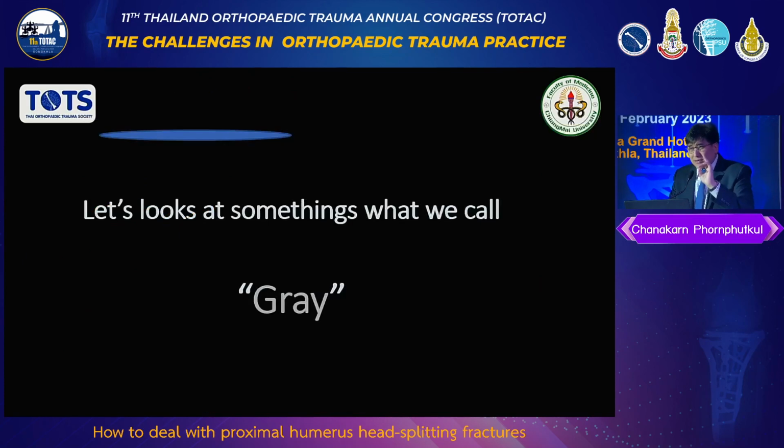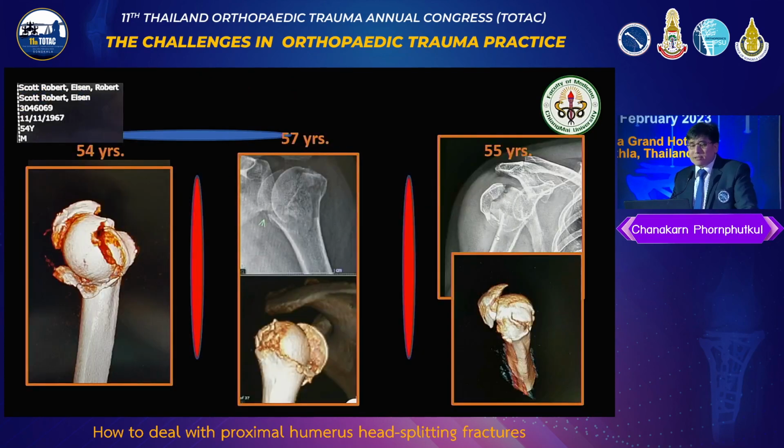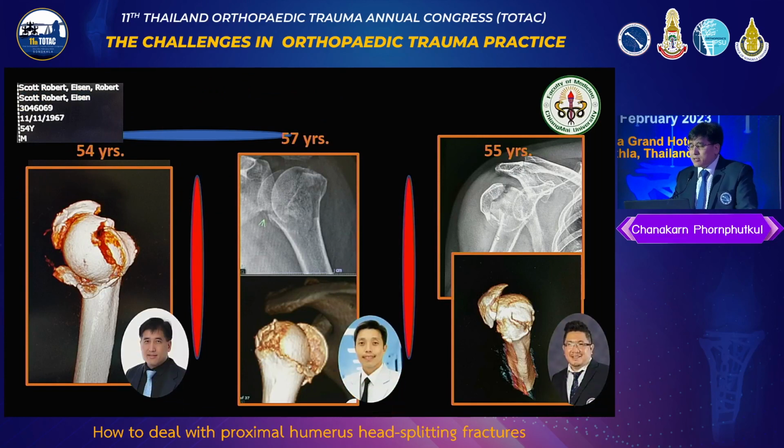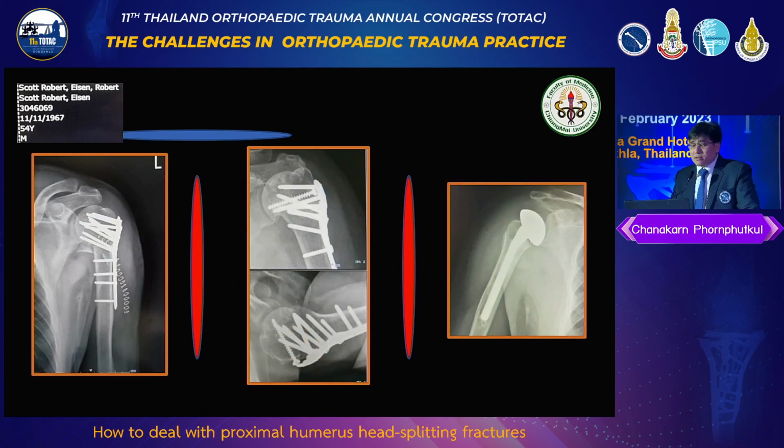Okay, looking at some gray zone. I have only 22 minutes. So these are my cases: Ekavit's case and a Thai case. The first and the third cases are Falang, and the second case is Thai. And this is what we did. Looks like it healed well, right?